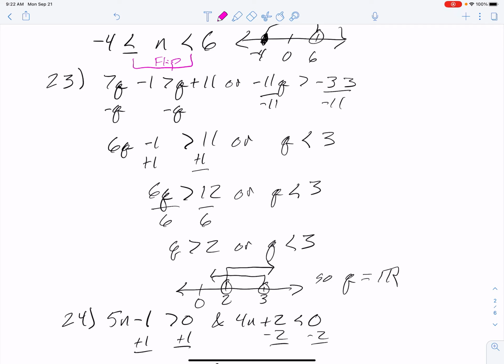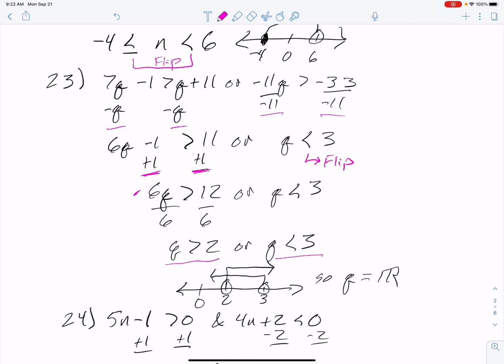Start solving my first inequality by subtracting q from both sides. The other inequality is a single step. I'm going to divide by -11. Notice again, since I divided by a negative number, I have flipped my inequality. I continue solving on the left-hand side by adding 1. That's going to get me 6q is greater than 12. I'll divide by 6 on both sides, and I've got q is greater than 2.